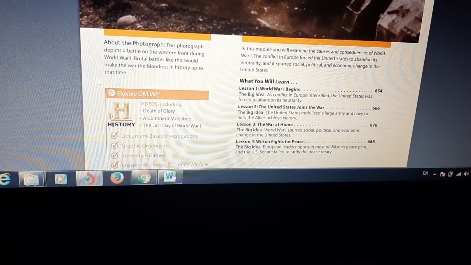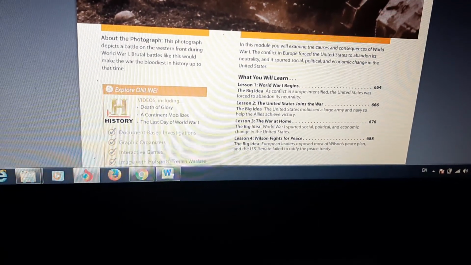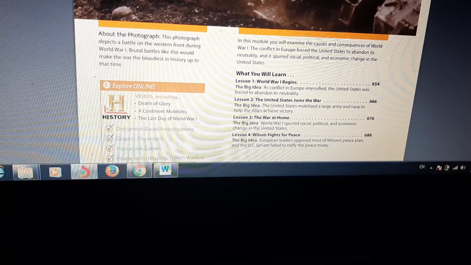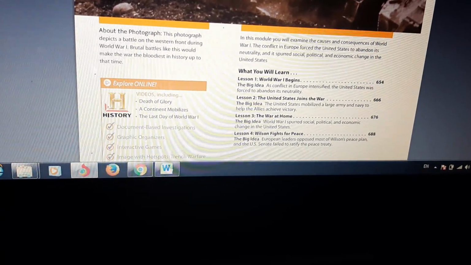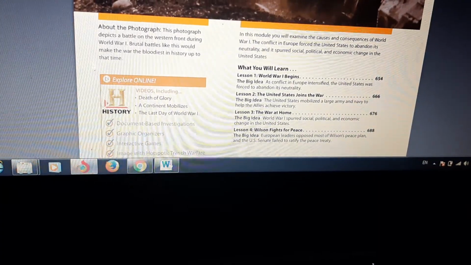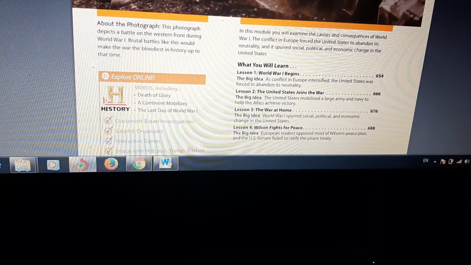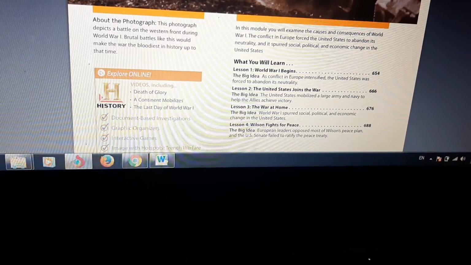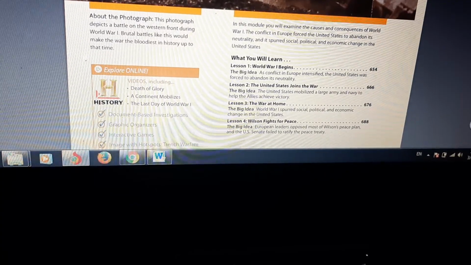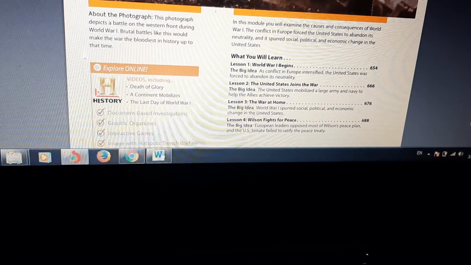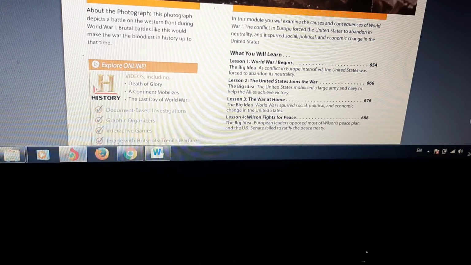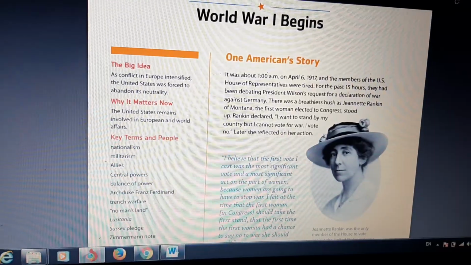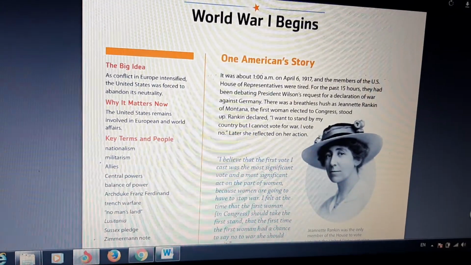Lesson 3 will be about the war at home. The World War spurred social, political, and economic change in the United States, how it changed society in the United States. Number 4, Wilson, the American president, fights for peace. After the war, European leaders opposed most of Wilson's peace plans, and the US Senate failed to ratify the peace treaty. There is a point to stop at now.